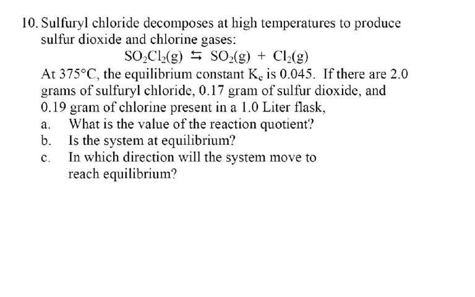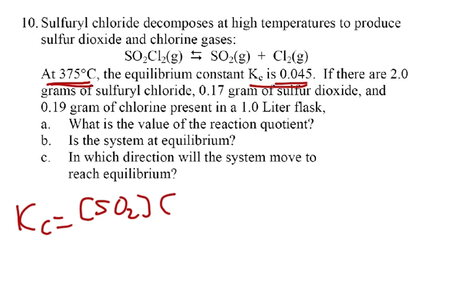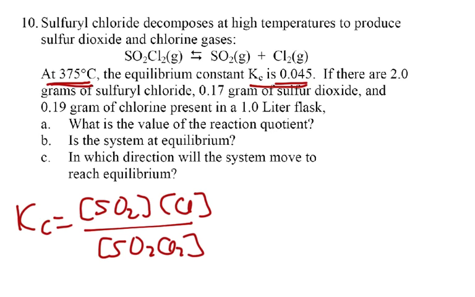We have, at 375 degrees, the Kc is 0.045. So we know Kc. We're talking about the concentration of SO2 times the concentration of Cl2 over the concentration of SO2Cl2. What's the value of the reaction quotient? Is the system at equilibrium? And which direction will the system move to reach equilibrium?